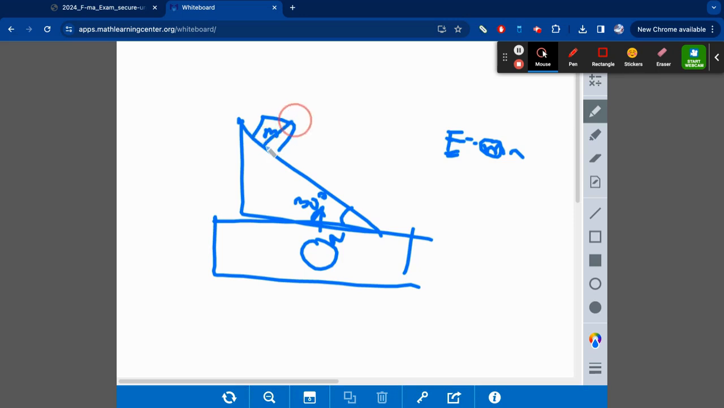It has to exert a normal force on the mass, which means that by Newton's third law, it's also going to experience this force here. And it's also experiencing a force from the plane. So we have these two forces, and we want these forces to be balanced.